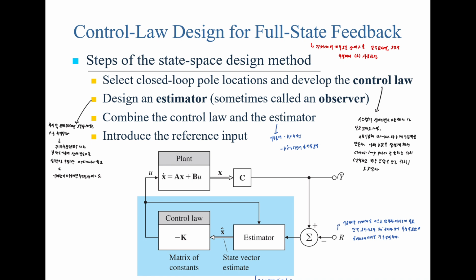This process typically involves key steps. First, we design the control law, and then we design an estimator, which is crucial because in real systems we often can't know our internal states. Then we combine the control law and the estimator. And finally, we introduce a reference input so the system can follow a target.